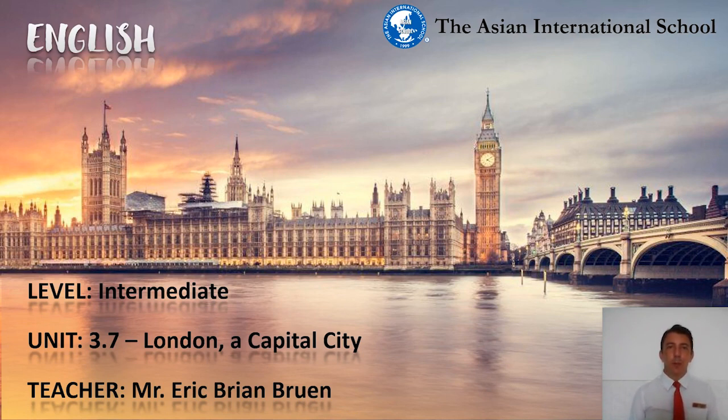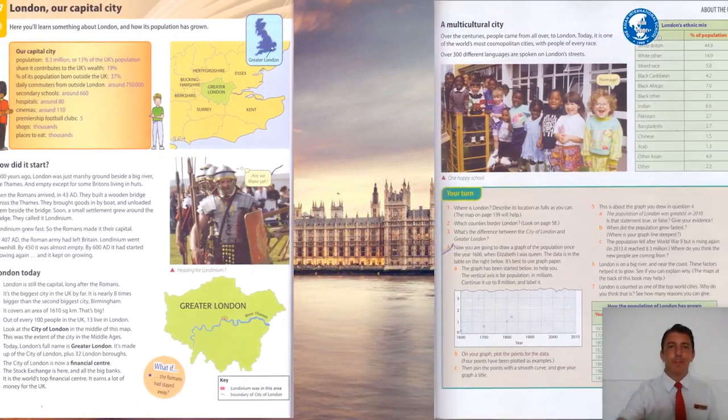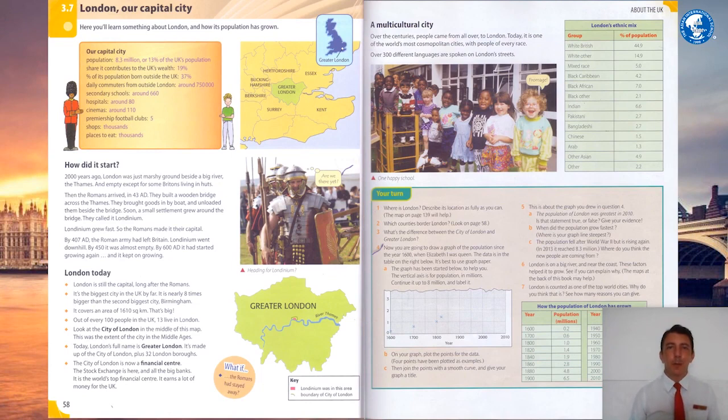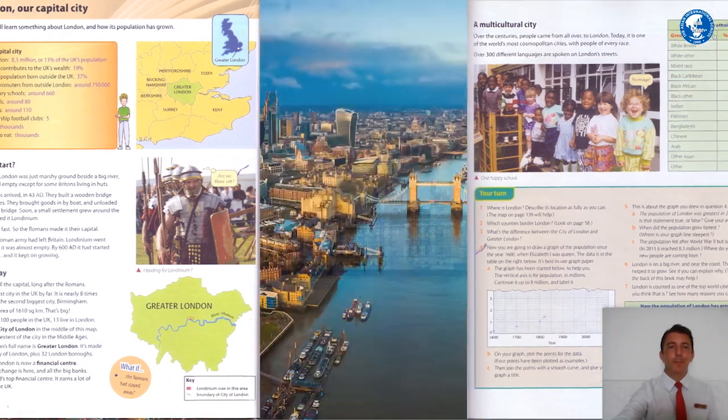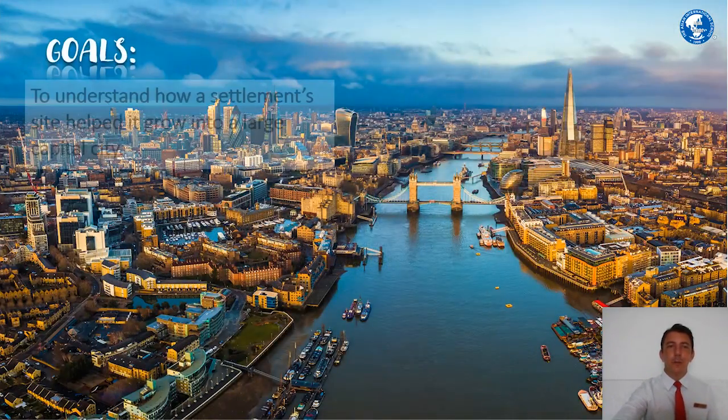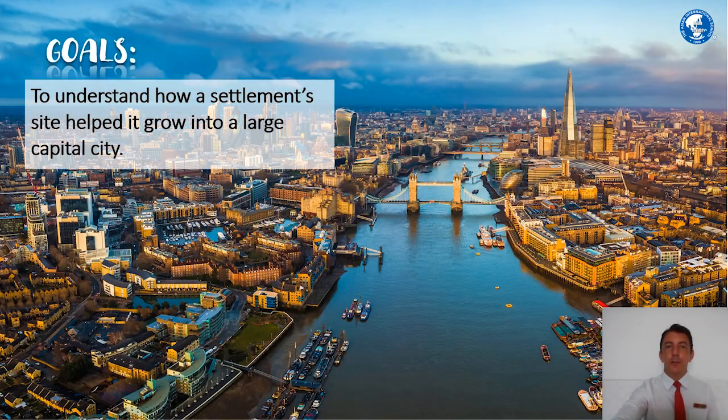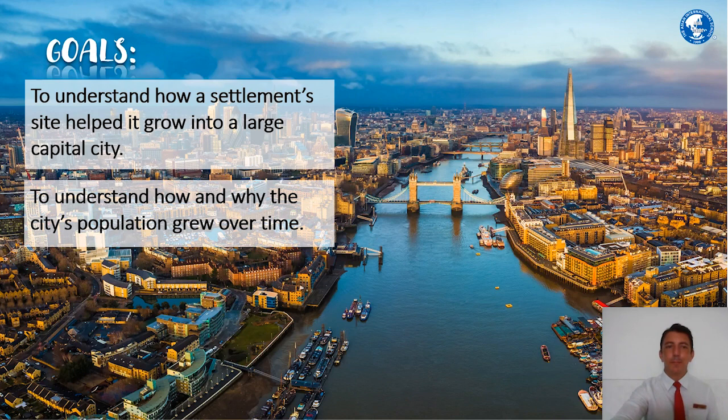Today we're going to explore London, a capital city. This topic is taken from your book, Unit 3.7, that's page 58 and 59. So our goals for today are to understand how a settlement site helped it to grow into a large capital city. We also want to understand how and why the city's population grew over time.